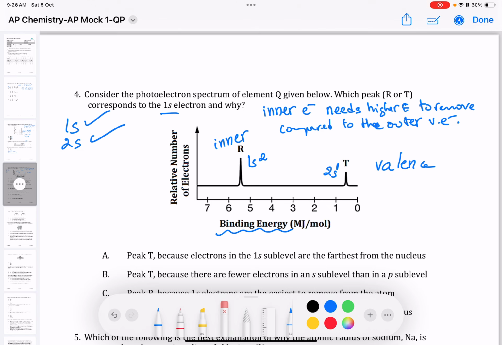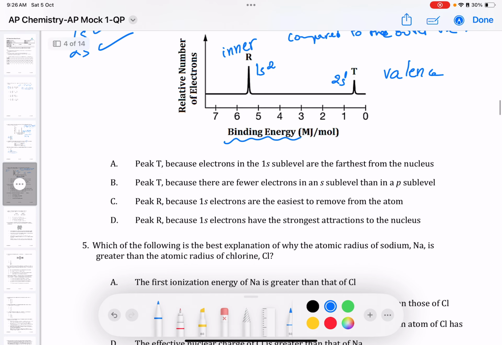So what do they want? Which peak corresponds to the 1s? It is R. Yes, because inner electrons will have the strongest attraction to the nucleus.